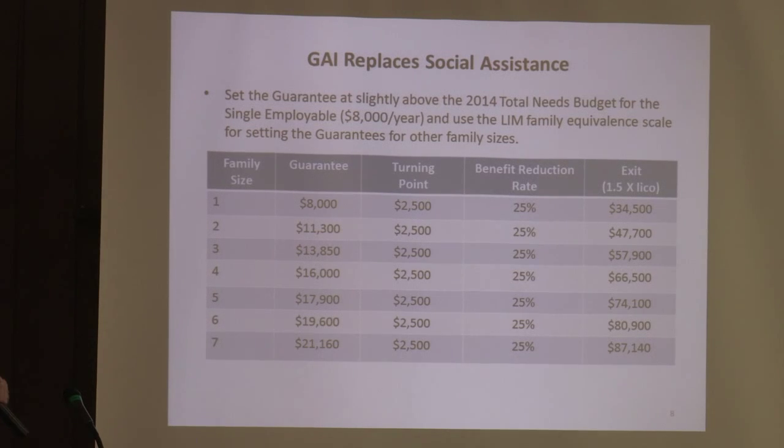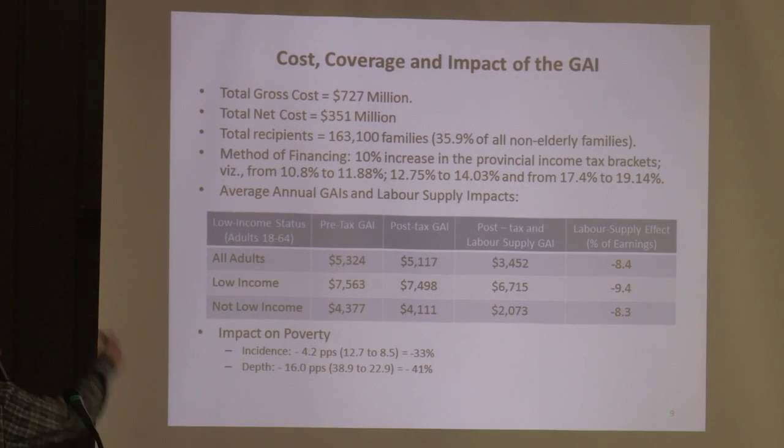So what would it cost, and what would the impacts be? Gross cost would be $727 million a year, but if you're able to replace welfare, social assistance, the rent assist, and the Manitoba Child Benefit programs, then your net cost would be about $351 million a year. And that net cost also excludes any longer-term savings from reducing the number of people you have to pay to run the social assistance program. So if you were able to replace most of them over time, then those savings would be greater. But initially, the net cost would be that much.